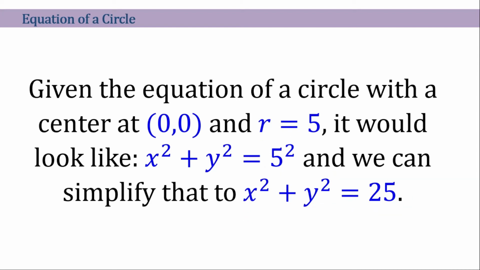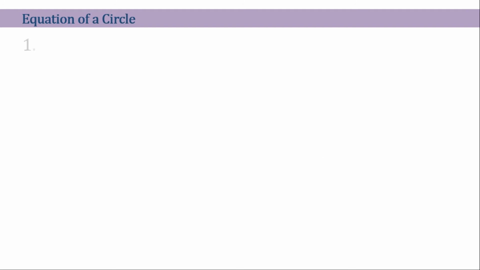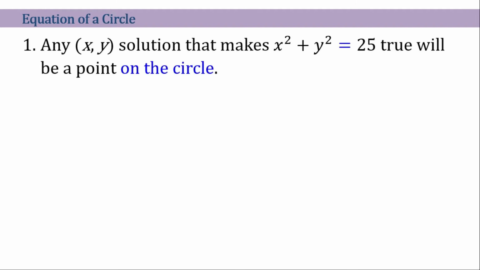Now, when we say the word equation, the equal symbol is present in there. So that means any point that you could substitute for x and y that would equal 25 will be a point that lies on the circle. So in this case, we'll be tackling the inequalities of the circle.